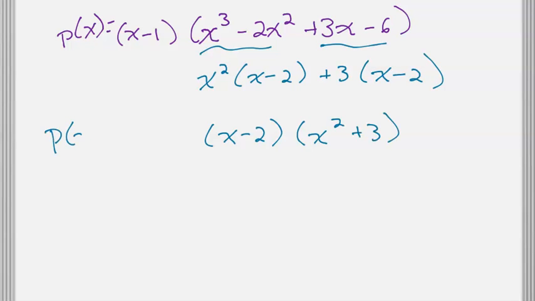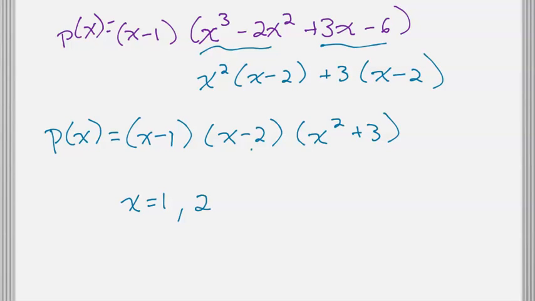I know that p of x in factored form is now x plus 1 times x minus 2 times x squared plus 3. If those are the factors, then I can find the zeros by setting each one of these factors equal to 0. So I know that the first factor, when it equals 0, is solved by -1. Holy moly. One more time. When I set the first factor equal to 0, the value that solves it is -1. When I set the second factor equal to 0, the value that solves it is 2.